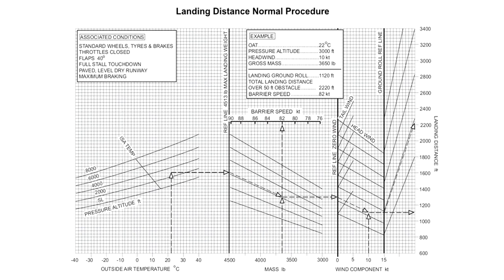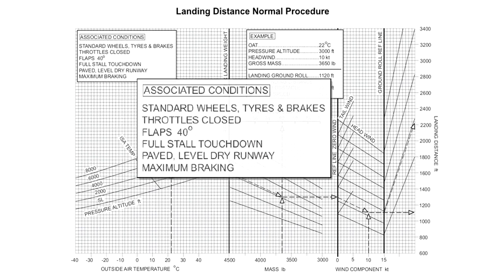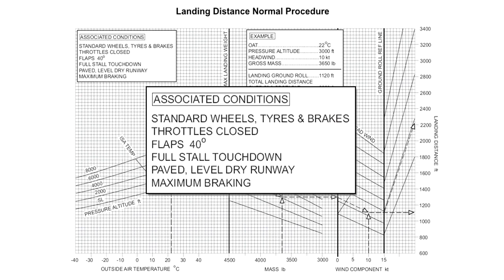The example graph we will use is figure 3.9 on page 21 of section 3 in CAP 698. Always take a look at the associated conditions first, paying particular attention to the power and flap settings as shown here. Also notice that this graph assumes a runway which is paved, level, and dry. If the runway conditions required for a given calculation are different, corrections will need to be made to the values that this graph will give.